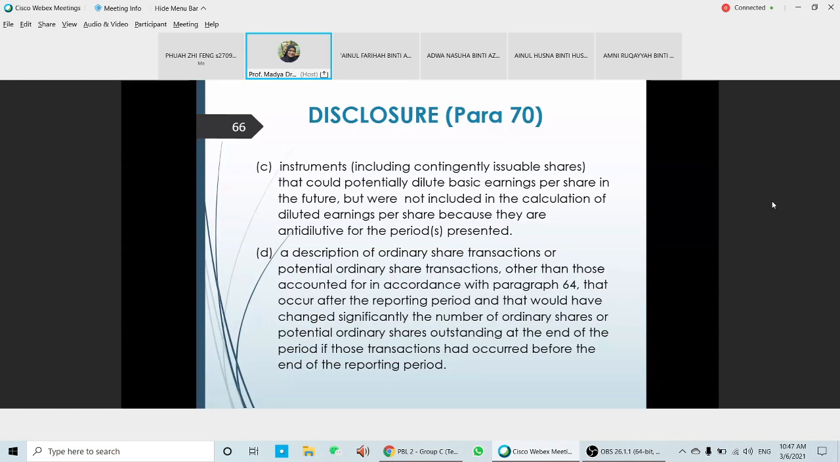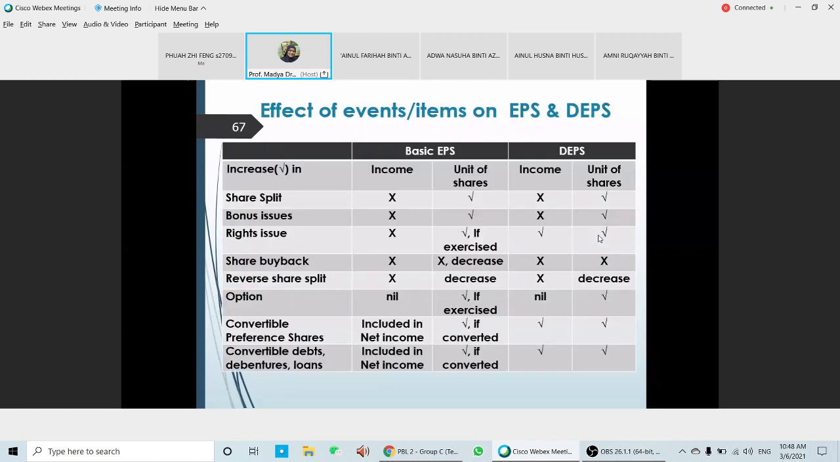Okay, other instruments, including contingent issuance and preference shares, could be potential ordinary shares. Any instrument that has potential ordinary shares, what kind of potential ordinary shares do you have? A description of ordinary share transactions or potential ordinary share transactions other than those accounted for in accordance with paragraph 64. So you need to disclose what type you have: preference shares, convertible loan, options, or what kinds do you have. This one is about the disclosure. Okay, this one is only the summary.